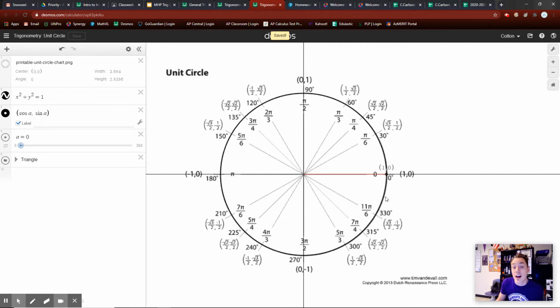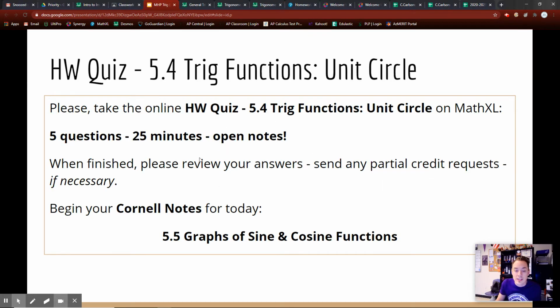You also could use this trigonometry unit circle. I also gave you that link as well. I usually use this one because it's already in decimals, so it's nice. Whatever you need to use in order to succeed, please do that. Review your answers at the end.